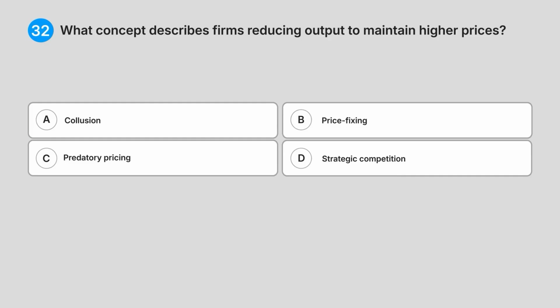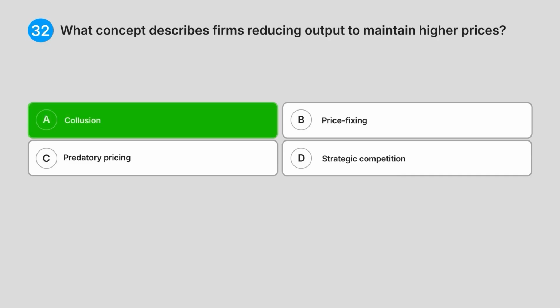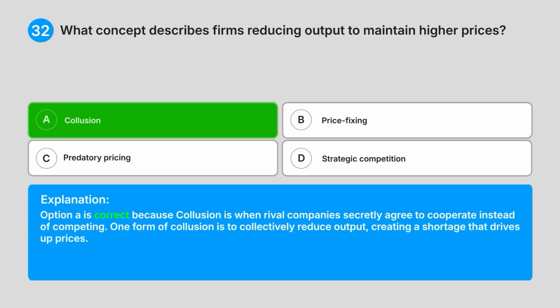Correct answer, A. Collusion. Explanation: option A is correct because collusion is when rival companies secretly agree to cooperate instead of competing. One form of collusion is to collectively reduce output, creating a shortage that drives up prices.